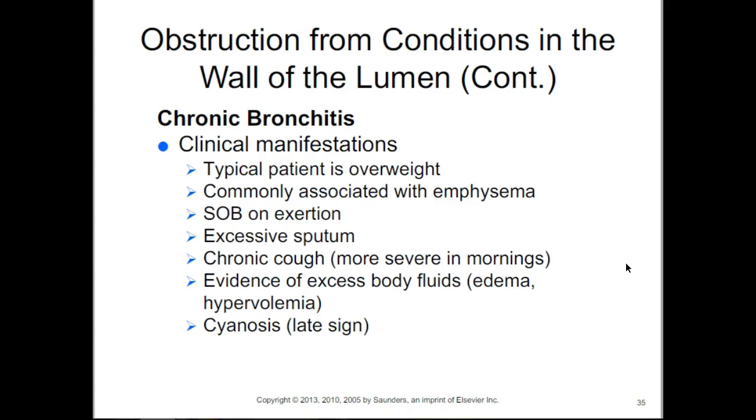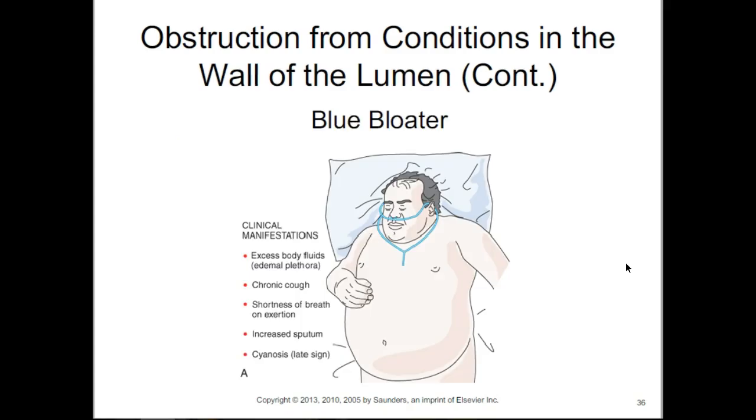So chronic bronchitis, right? The typical patient for chronic bronchitis is overweight. It's commonly associated with emphysema, right? Shortness of breath on exertion. You have excessive sputum. You have a chronic cough, and very severe in the mornings, more so, right? And then evidence of excess body fluids like edema and hypervolemia, and cyanosis, which can be seen by a darkening or bluish tint to the lips as a late sign of chronic bronchitis.